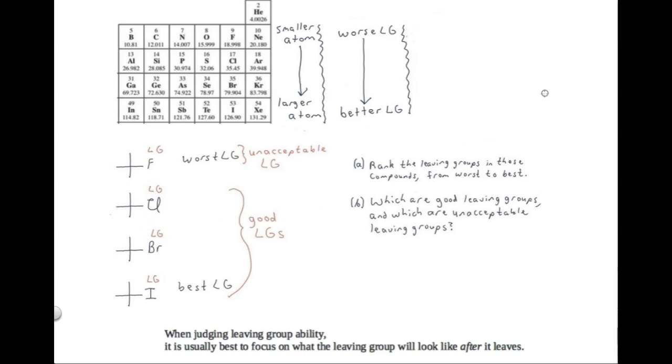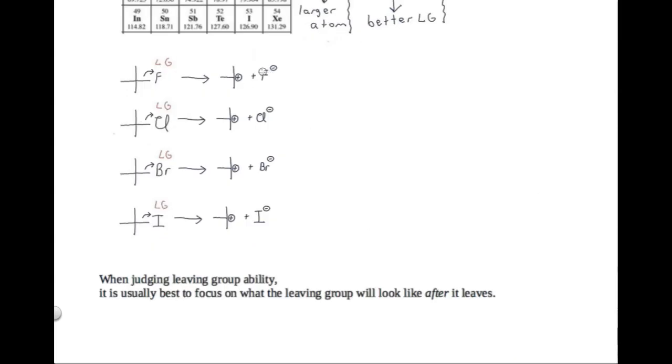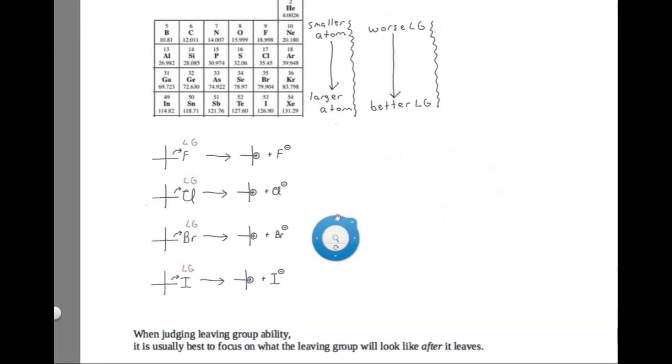Here's the answer. Here is what these leaving groups look like after they leave. The most important thing to notice is that they each will have a negative formal charge. Remember that formal charges are the most important factor in organic chemistry, so when we see a formal charge, that's likely to be the most important factor to focus on. So what we want to ask is, which of these leaving groups will be best able to stabilize its negative formal charge after it leaves?